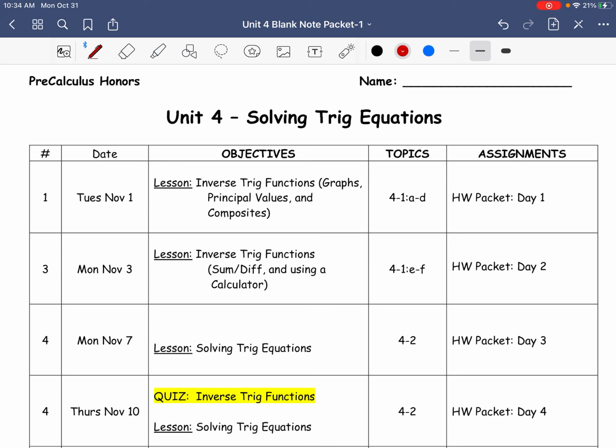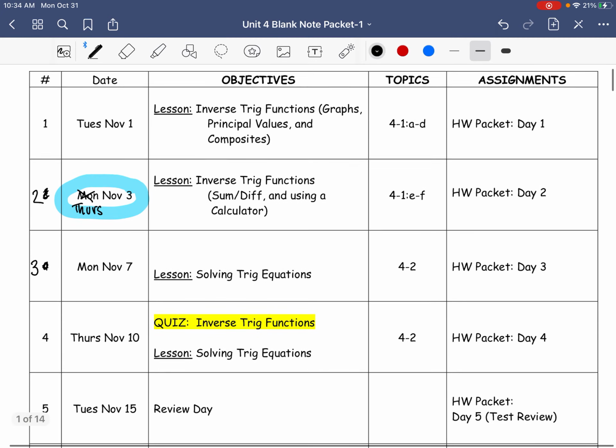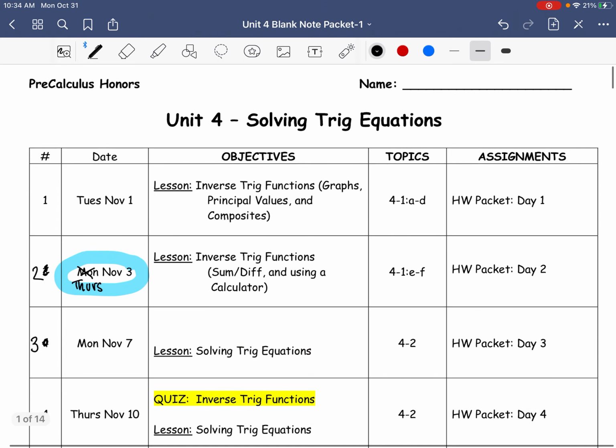Hopefully you've picked up the 3 things on the front table, and on our assignment sheet I actually have a typo. The numbers are all off and I had already copied it. This is day 2, this is day 3, and this is Thursday, November 3rd. So if you can make those changes, then everything should line up, and that's the assignment sheet that we'll go off of.